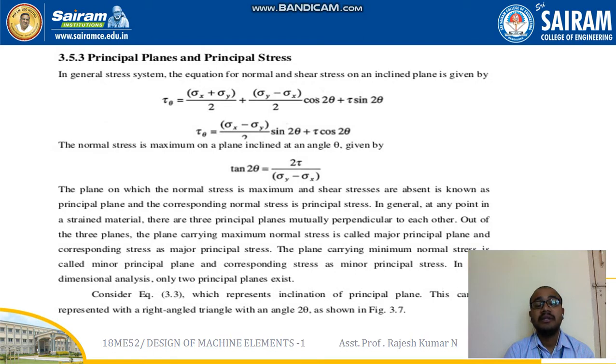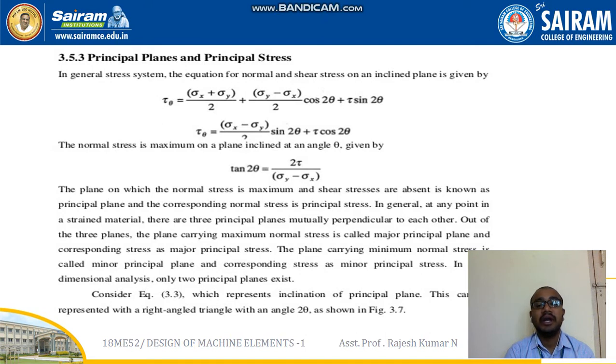Now, this can be further simplified as tau theta is equal to (sigma x minus sigma y)/2 sine 2 theta plus tau cos 2 theta. Here, the normal stress is maximum on the plane which is inclined at an angle theta, and it is given by tan 2 theta is equal to 2 tau divided by (sigma y minus sigma x). The plane on which the normal stress is maximum and the shear stresses are absent is known as the principal plane, and the corresponding normal stress we usually call the principal stress.